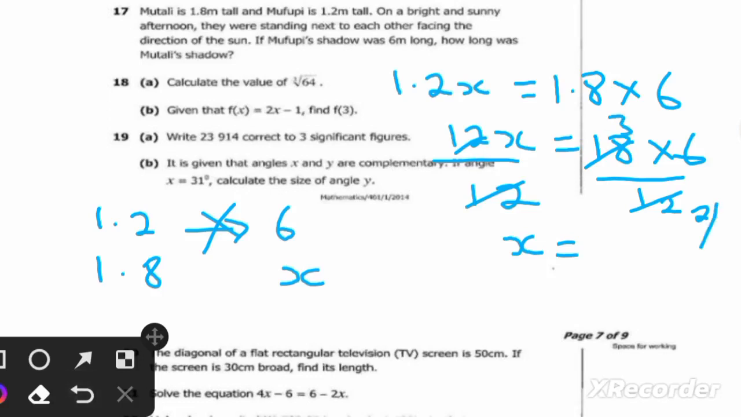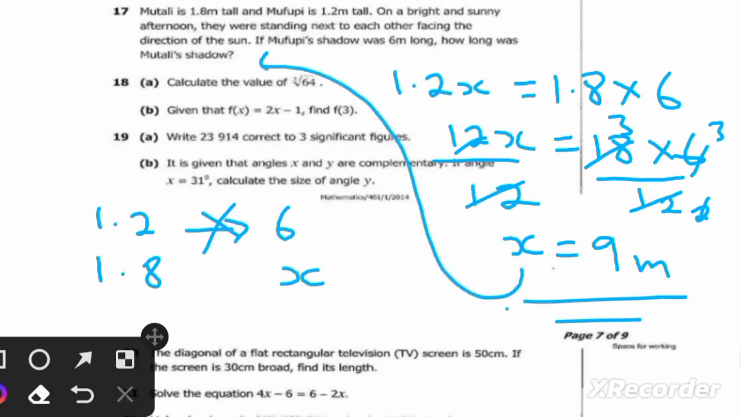2 into 6 is equal to 3. So 3 times 3 is equal to 9. So the shadow of Mutali is 9 meters long. So therefore, this is our correct answer here. We move on to the next question.